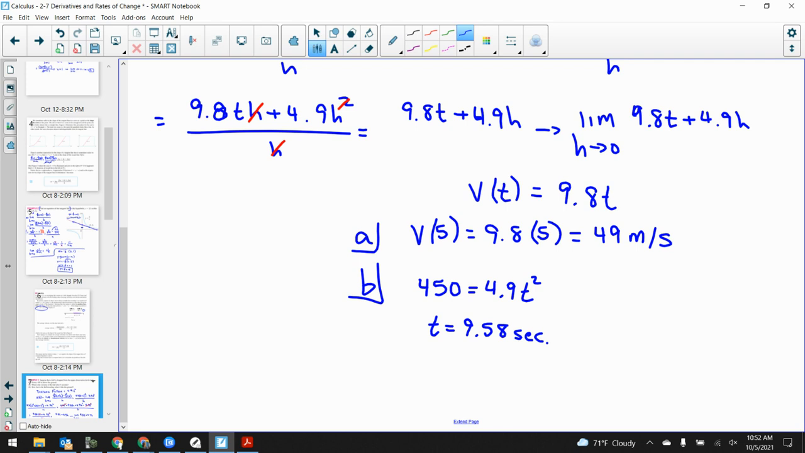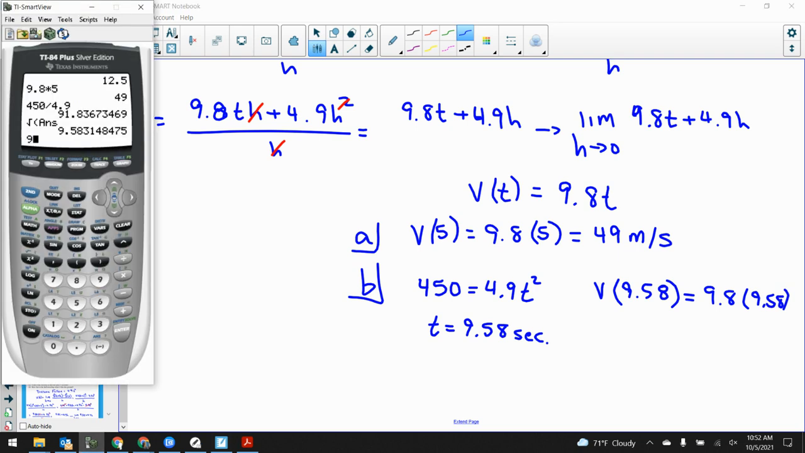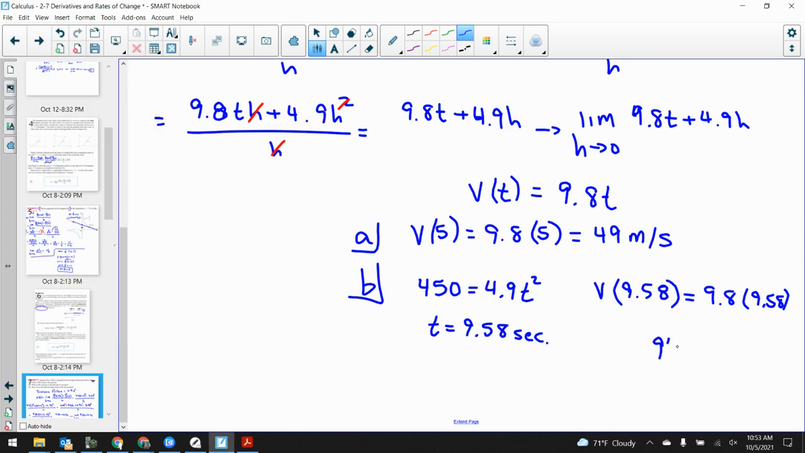Now, if I want to calculate the instantaneous velocity of the ball the instant it hits the ground, that's v of 9.58, which is 9.8 times 9.58. I'm just going to do that in my calculator. 9.8 times my answer, which is 93.91. The book rounds it up to 94. 94 meters per second.